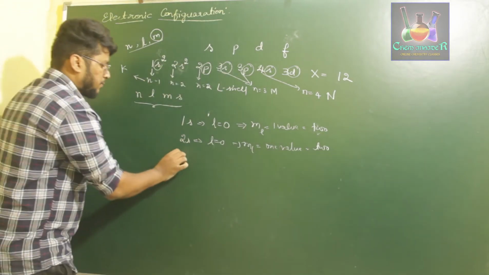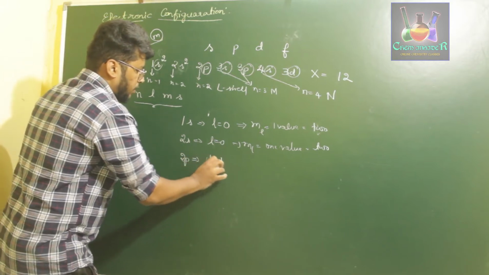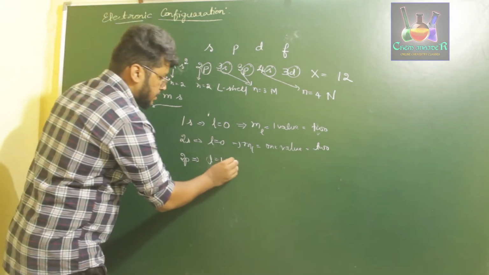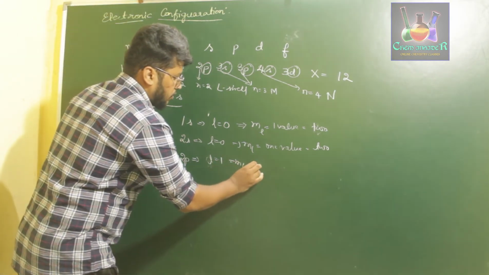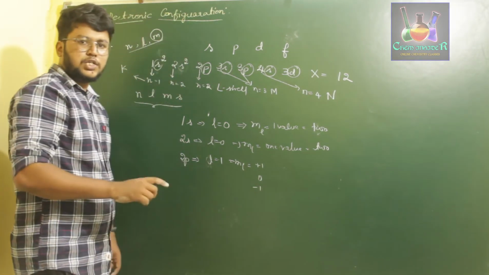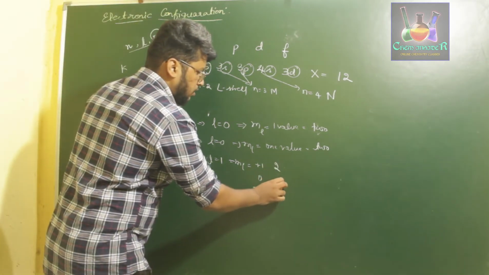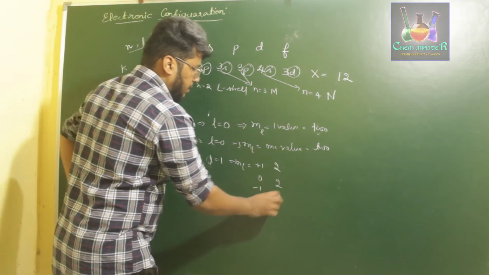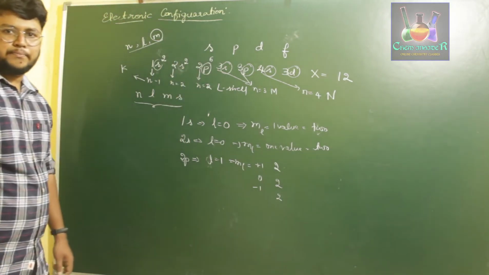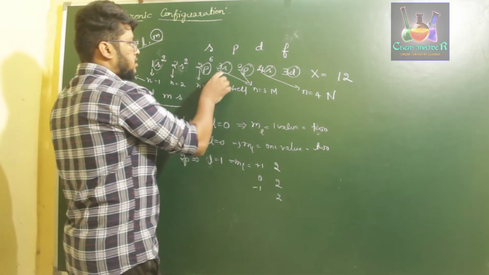Next for 2p, the L value will be 1. That implies ml can have 3 values, those are +1, 0 and -1. Each of the values of ml carries 2 electrons, 2 for +1, 2 for 0 and 2 for -1. We get a total of 6 electrons in the p subshell. This is how you write it down. And for 3s we will have 2.